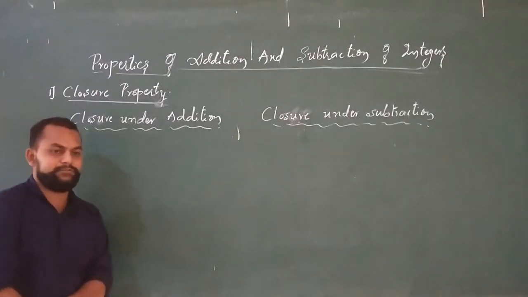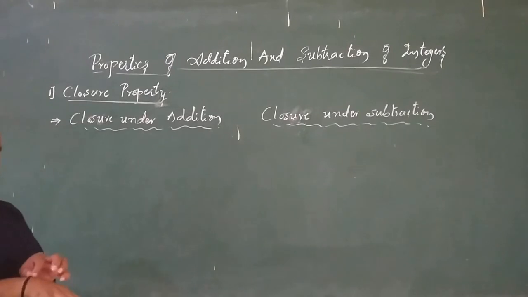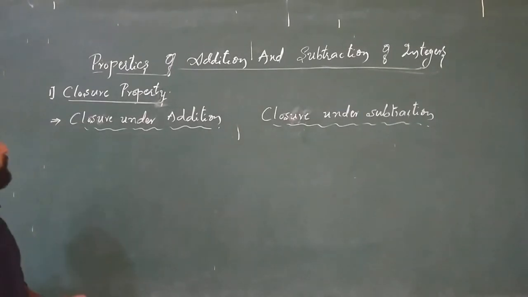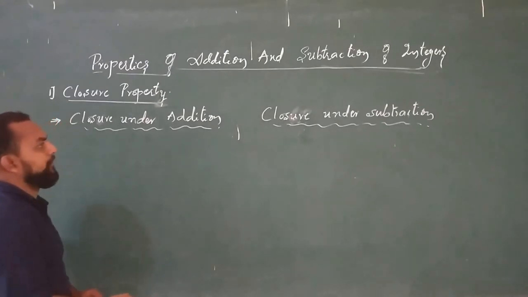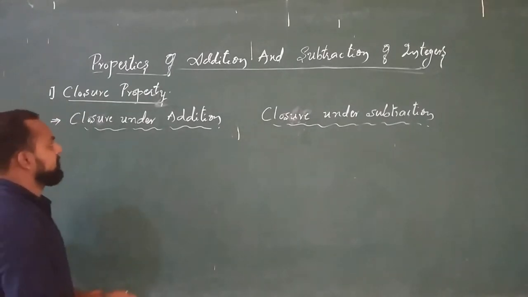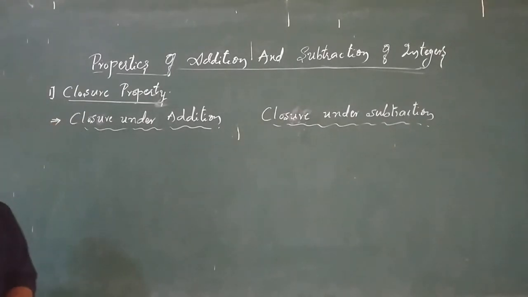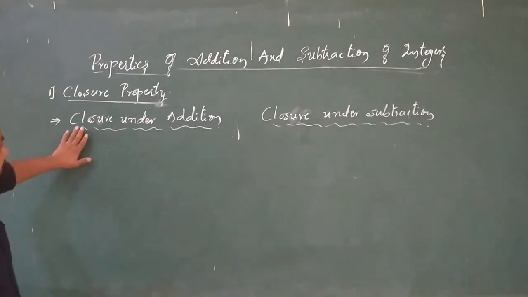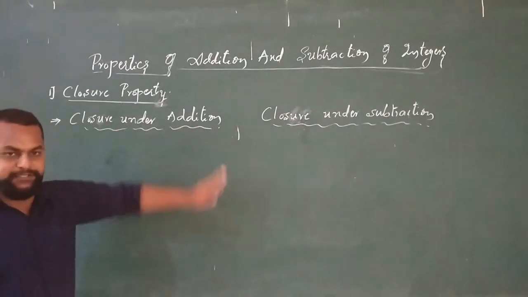Good afternoon, students. In yesterday's class, we completed exercise 1.1, and today we are going to discuss the properties of addition and subtraction of integers. Here the first property is the closure property. The first is closure under addition.